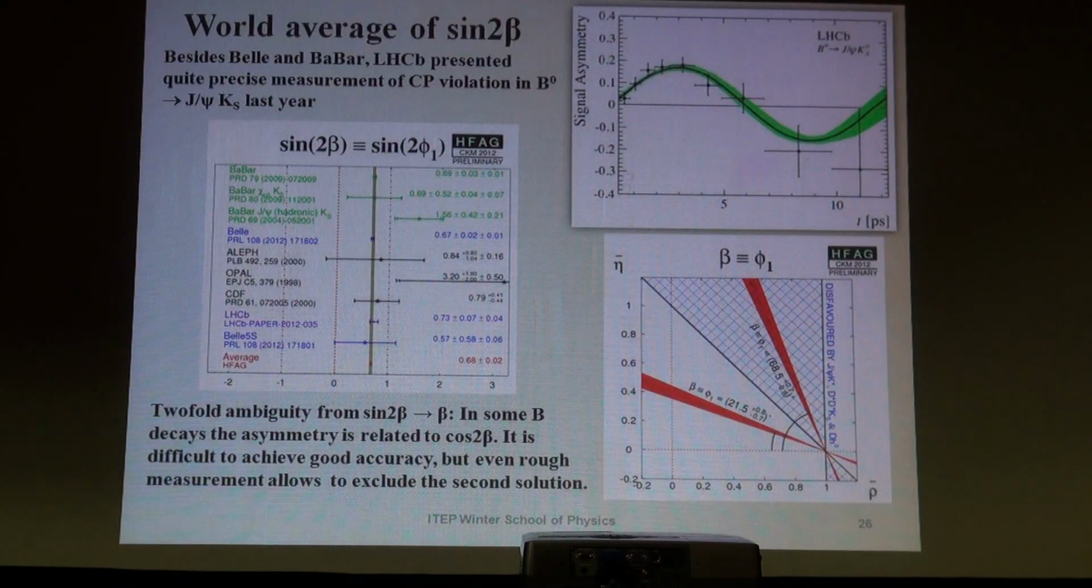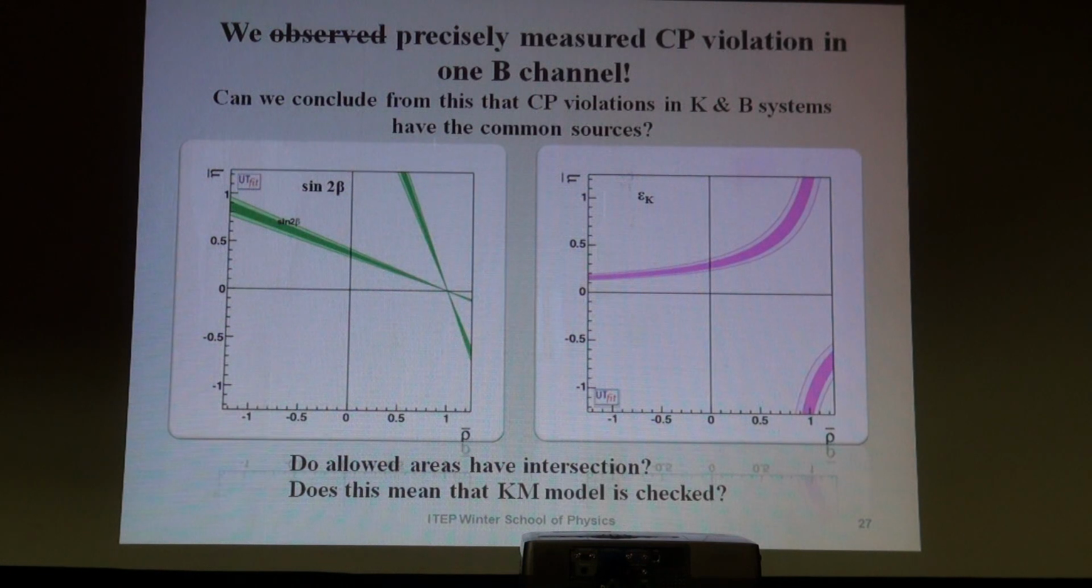Okay, so we finally have very precise measurements of sine of two beta, and can we conclude something from this? We have two measurements of CP violation: the measurement of sine of two beta in B measurements, and the measurement of CP violation in K measurements. We can see that this band can intersect with this one. But this will happen with any value assigned to beta, right? So we still have not checked that the Kobayashi-Maskawa matrix is really responsible for all CP violation effects in the standard model.